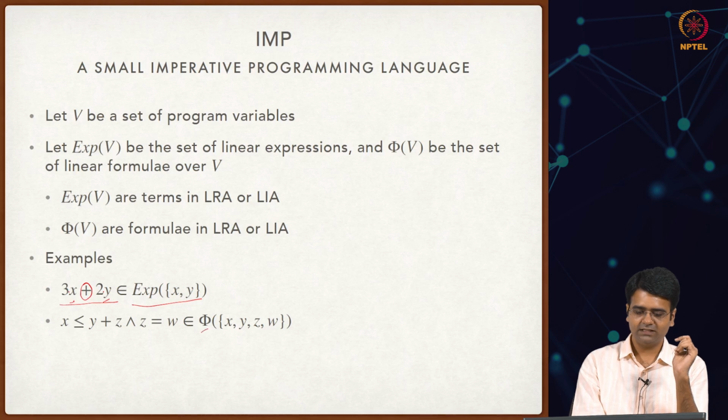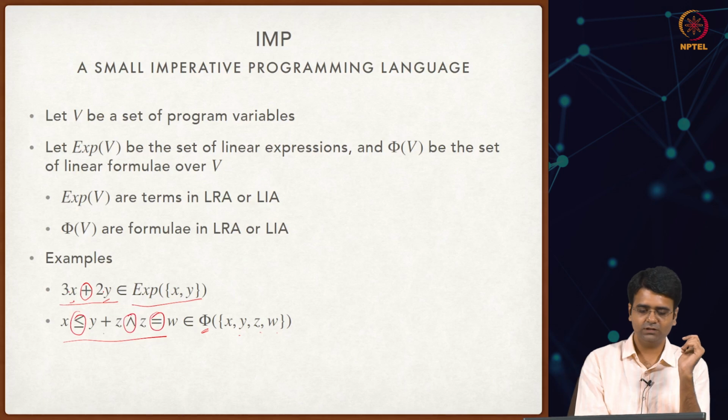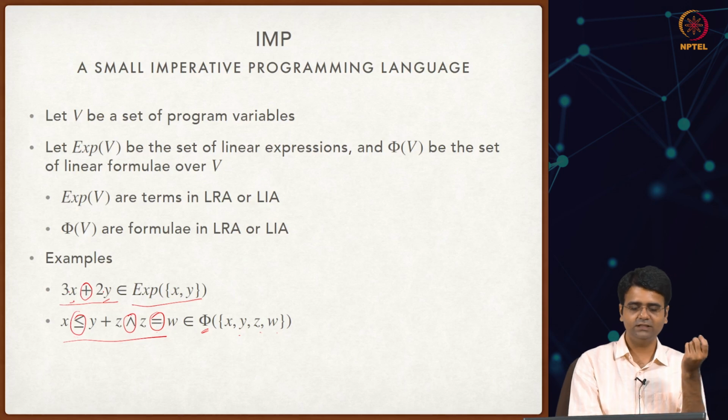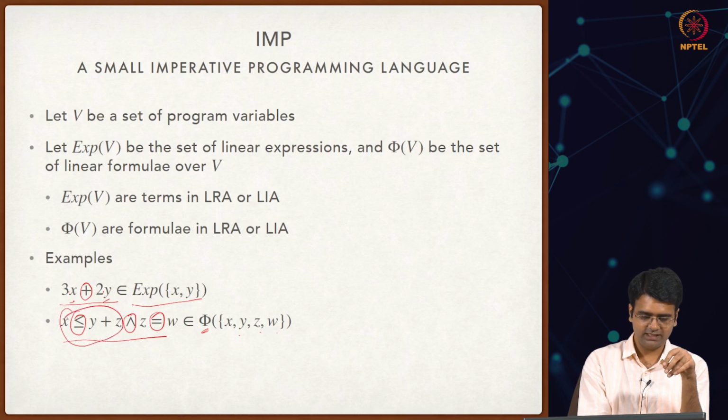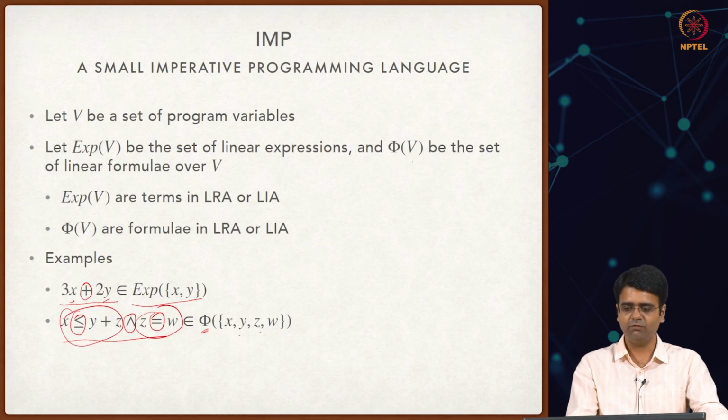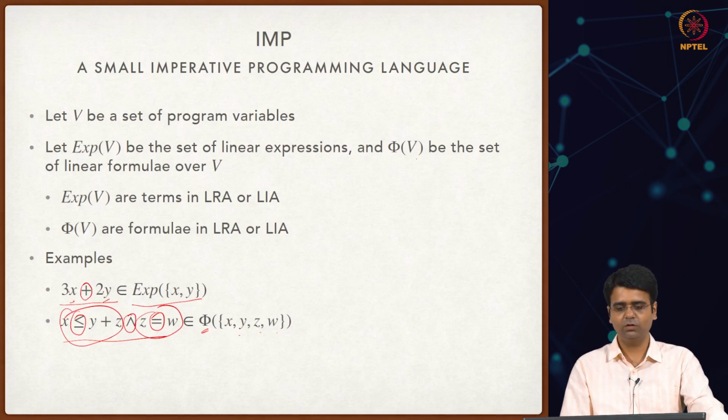Similarly, phi is the set of all formulas. So here, for example, I am constructing a formula over 4 variables, x, y, z and w. And why is this a formula? It's using a logical connective, and it's also using these predicates, less than or equal to and equal to. Both less than or equal to and equal to are predicates, part of the signature of the theory of integers. And then once I construct these two predicates, I can combine them using a logical connective, which in this case is AND. So therefore phi v will be the set of all linear formulas over V.